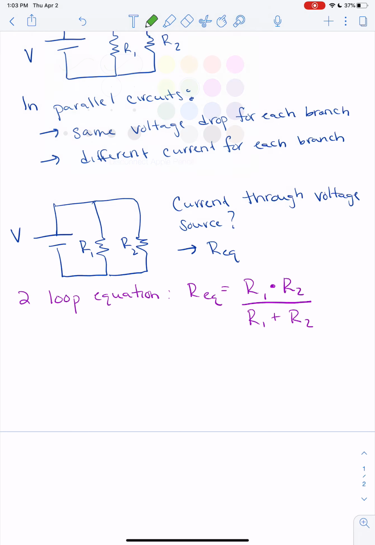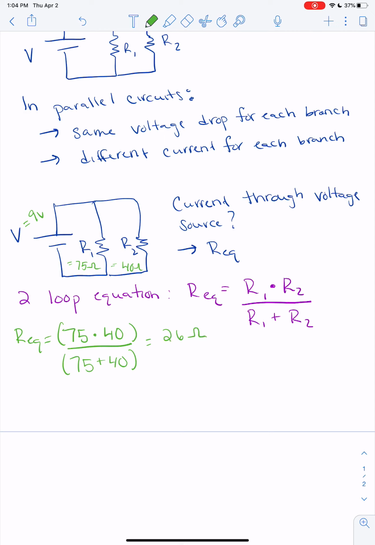So let's add some numbers here to do an example. Let's say voltage equals 9 volts, R1 equals 75 ohms, and R2 equals 40 ohms. Okay, so the first thing we want to do is find our equivalent resistance by using this equation. So I'm going to do 75 times 40 divided by 75 plus 40. And if you're doing this in a calculator, just make sure to put in your parentheses. And if you do this correctly, you should get 26 ohms as our equivalent resistance.